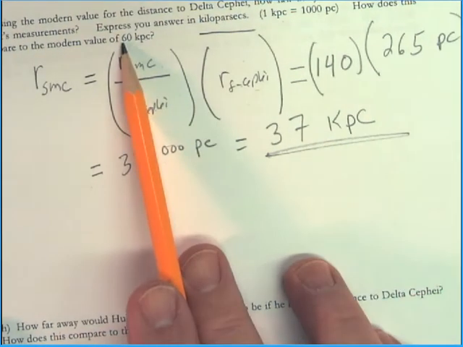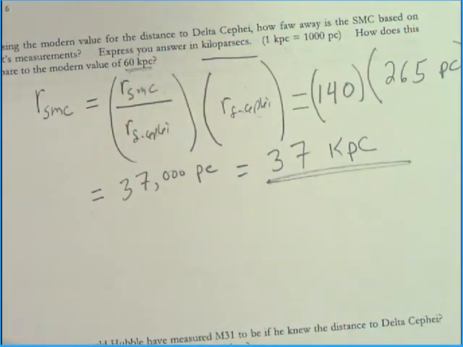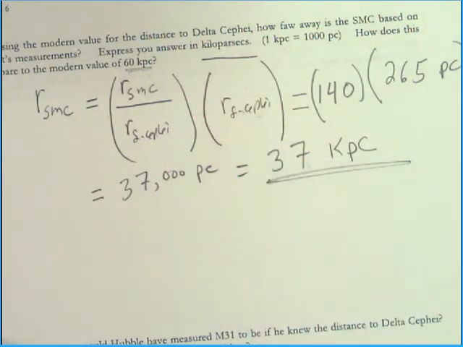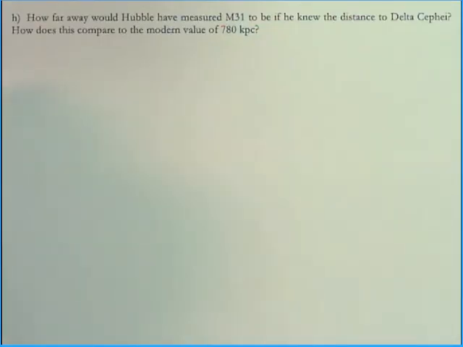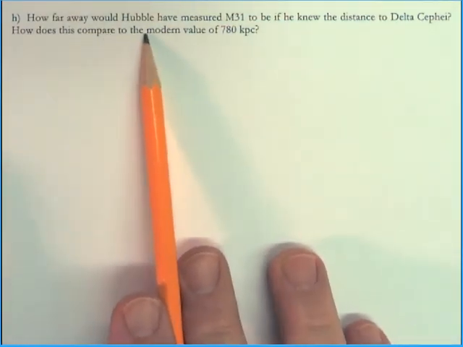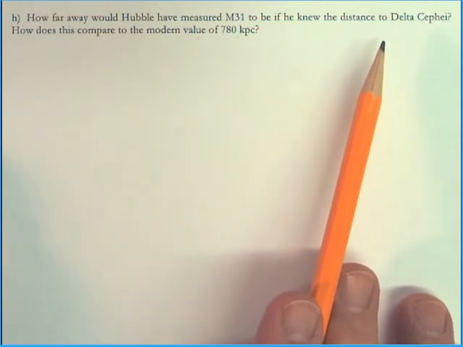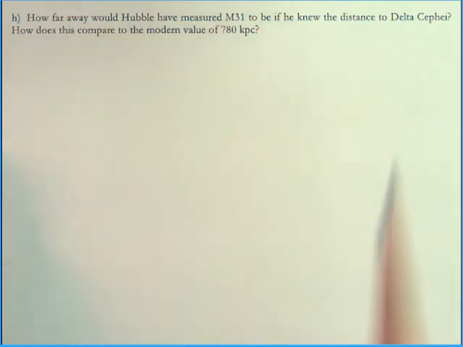Now, the modern value to the SMC is 60 kiloparsecs. So you can see that she was off by a little less than a factor of 2. Similarly, if we look at part H on the same page, it asks how far away would Hubble have measured M31 to be if he knew the distance to delta Cepheid. How does this compare to the modern value of 780 kiloparsecs?